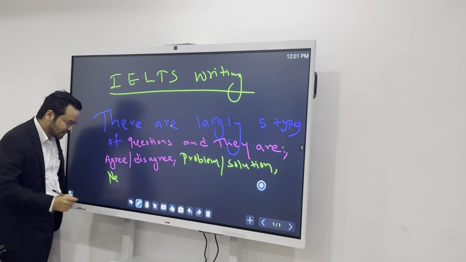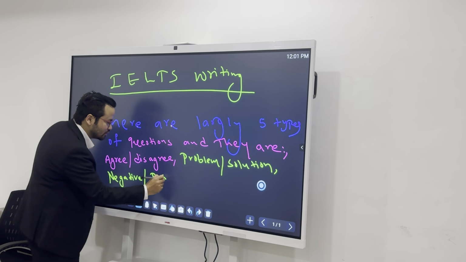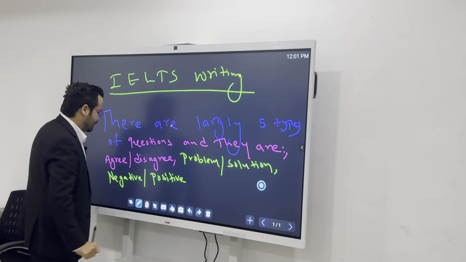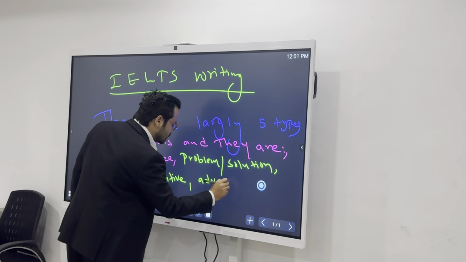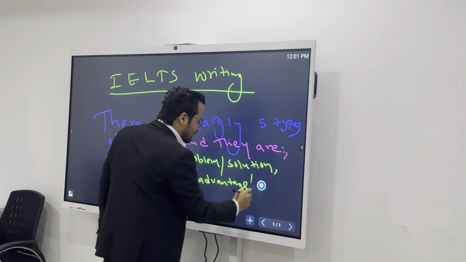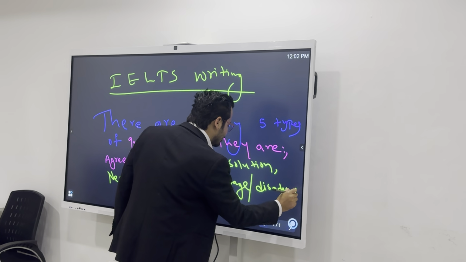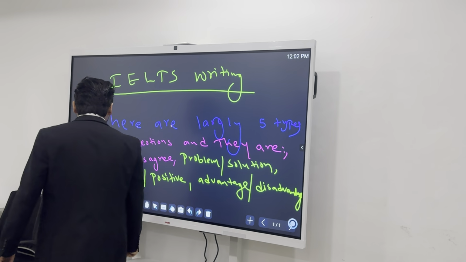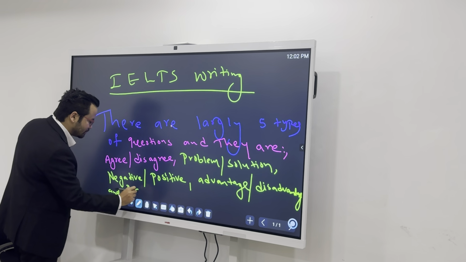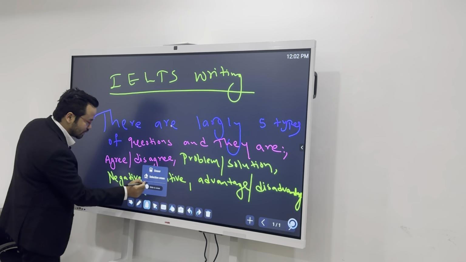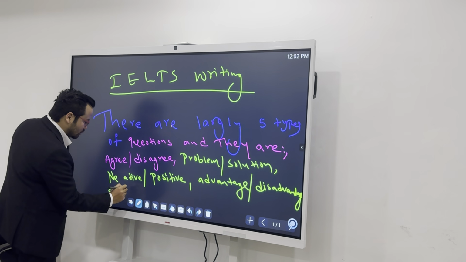What is the spelling for negative, Rachel? Negative, positive. Okay. You have got advantage, advantage slash disadvantage. Please write this disadvantage. And personal opinion. No, no, no. It's not just, and opinion.